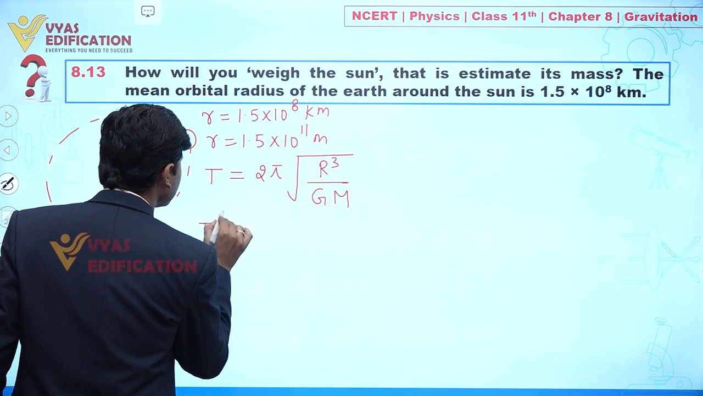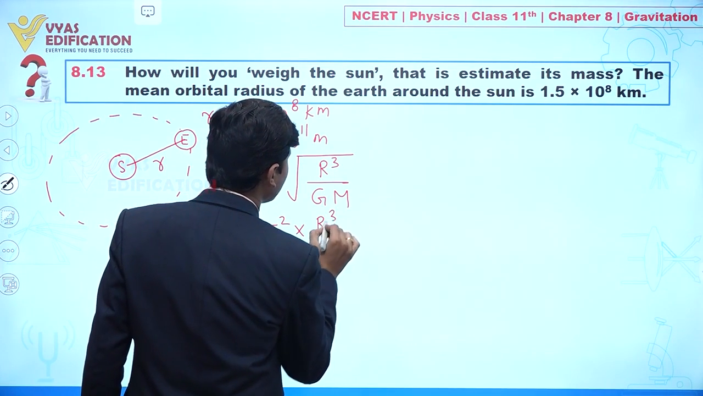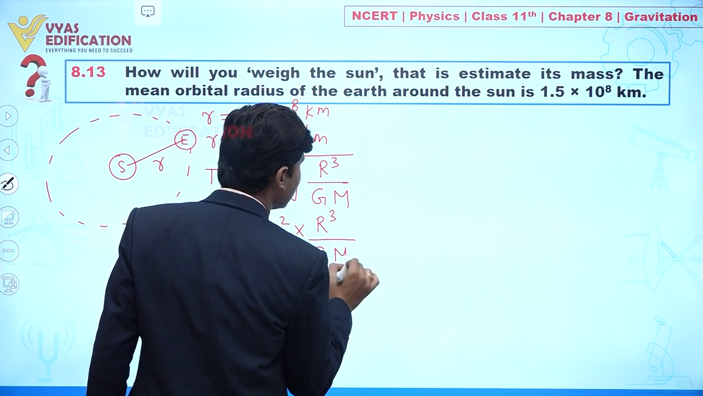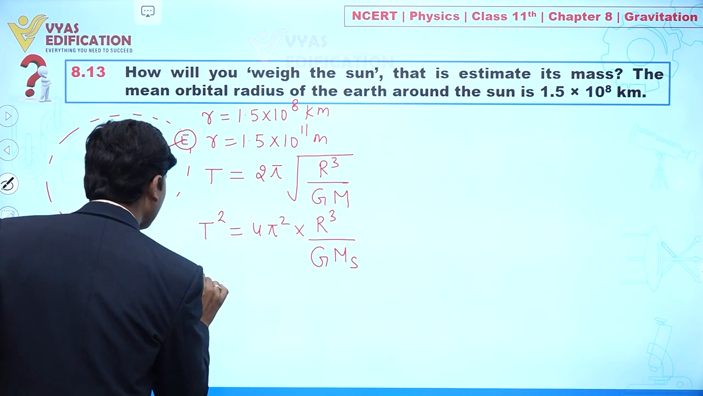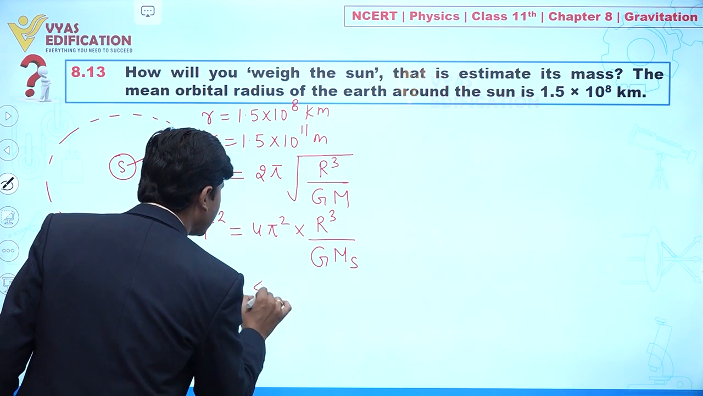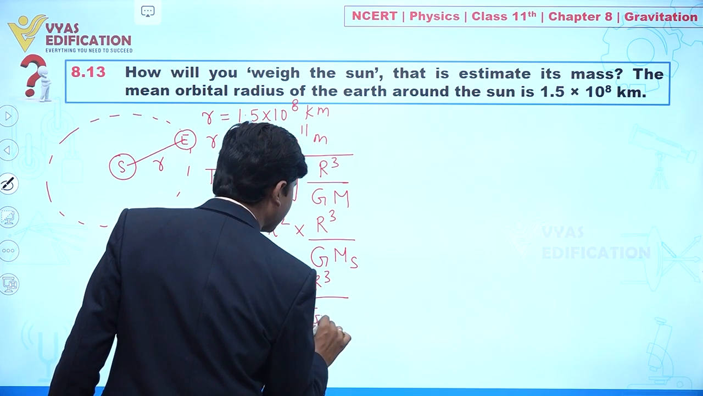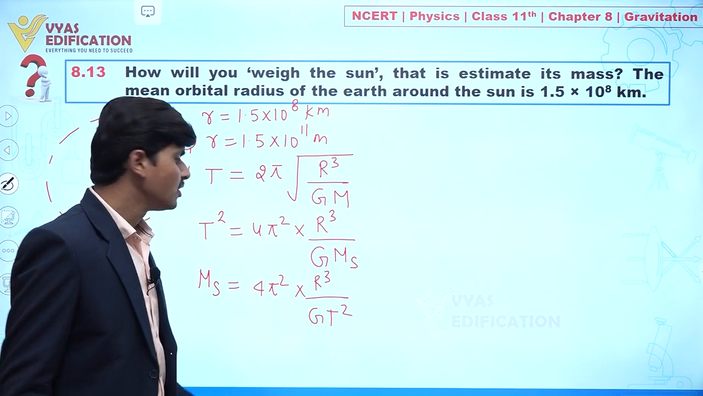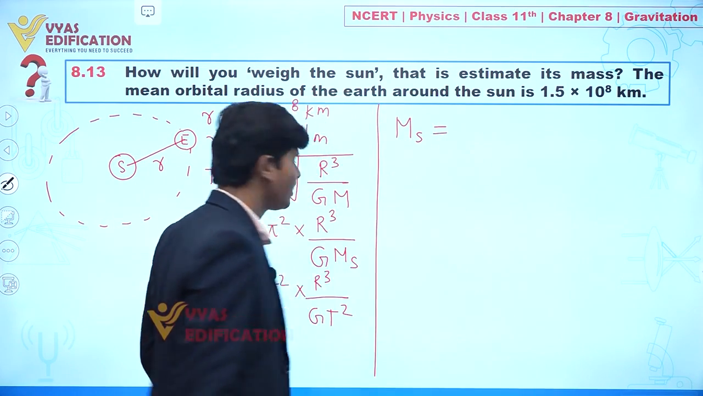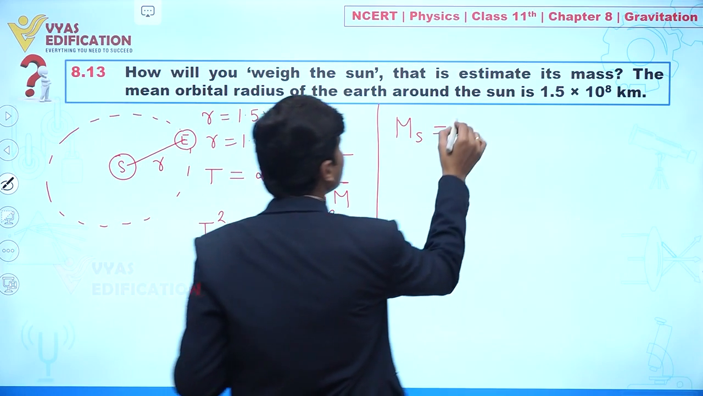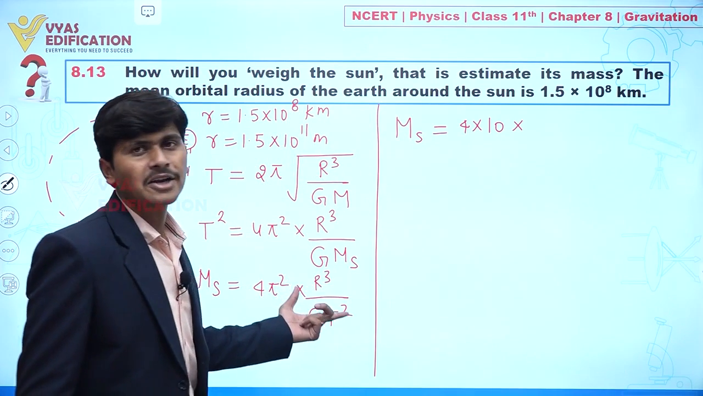So I can write T square equal to 4 pi square multiplied by r cube divided by G, and here M is the mass of the sun. Clear? So from here the mass of sun is given by 4 pi square multiplied by r cube divided by G T square. Clear? So now for the mass of sun, we have 4 pi square, which approximately we take as 10, multiplied by r cube.